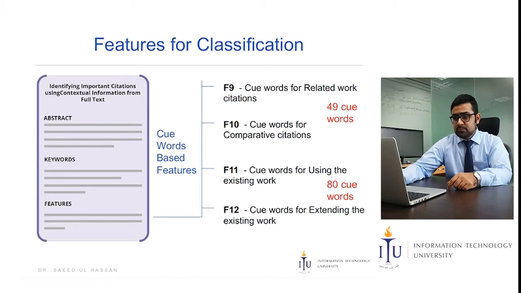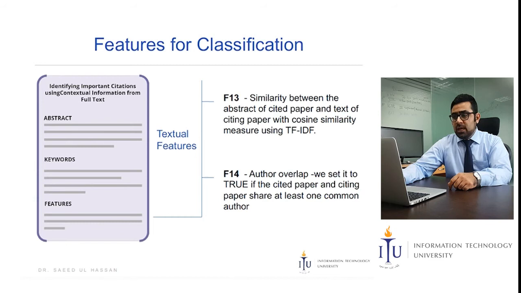The list of these keywords can be found in the paper. For the last, the textual features, we had a similarity between the abstract of the cited paper and the text of the citing paper, with a cosine similarity measure using the TF-IDF approach. We ended up using this very simple approach. Probably we will enhance the similarity measure in subsequent research. And the last feature was author overlap. So we set it to true if the citing and cited paper have any common co-author.